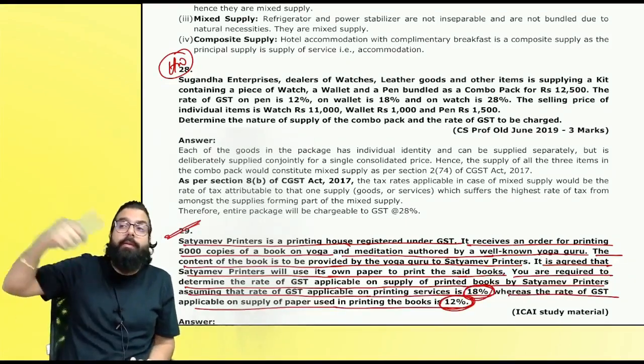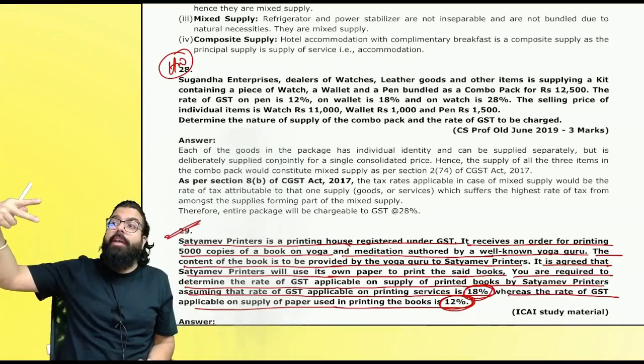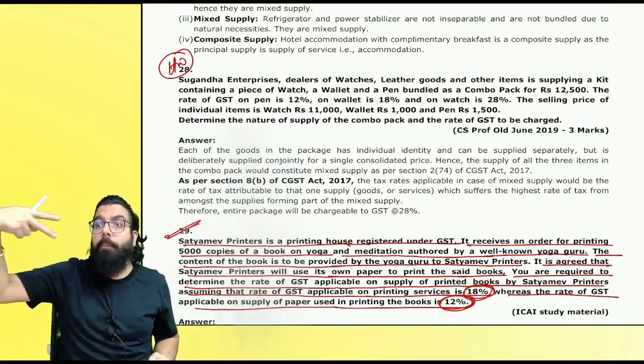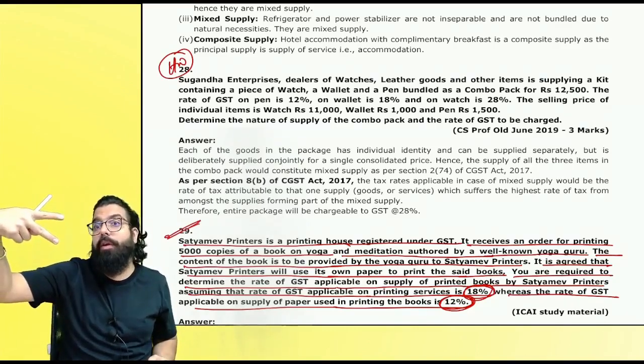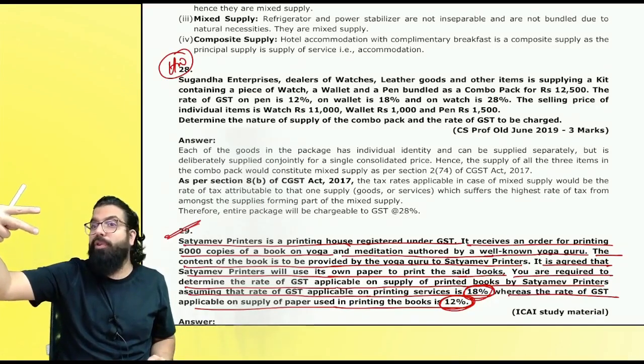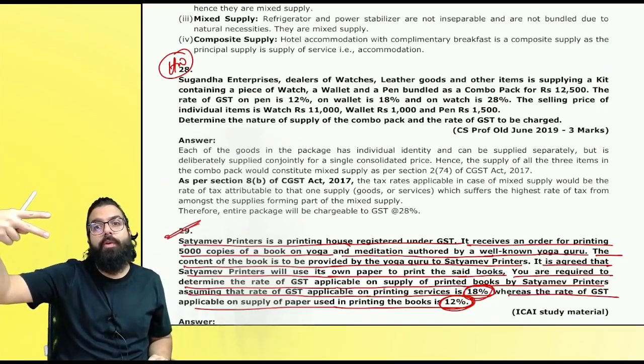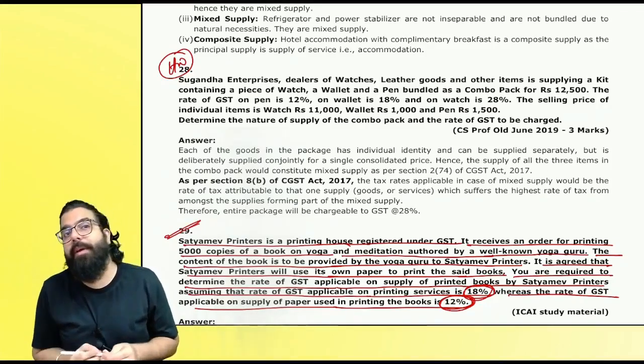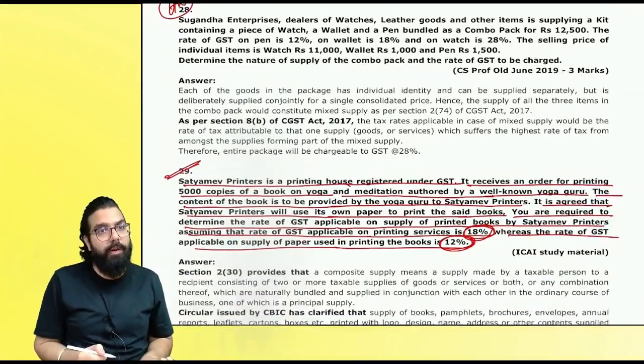Tell me one thing. Has he given me printing service or has he given me paper, ink, etc.? Both he has given me, but predominant is what? Printing, sir, which is a supply of service. Supply of goods is ancillary. Can I go ahead, everyone? And when the predominant is supply of service, the rate of GST applicable will be that of supply of service. Can I go ahead, everyone?